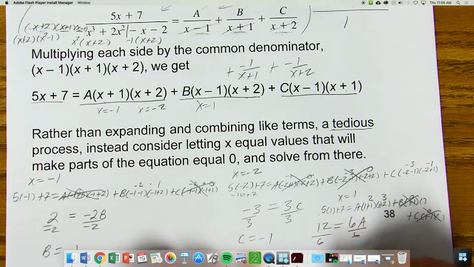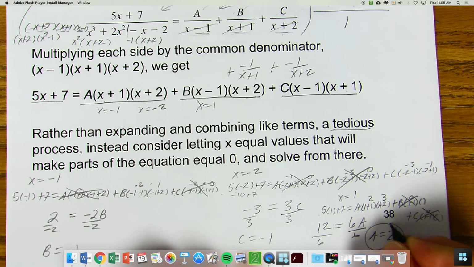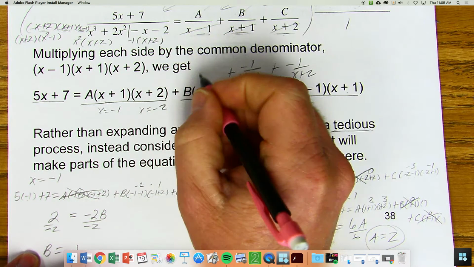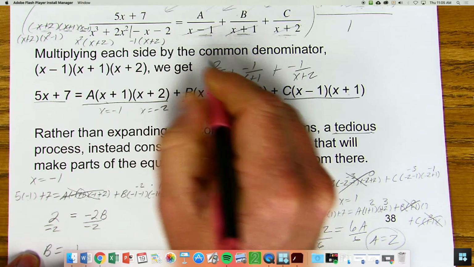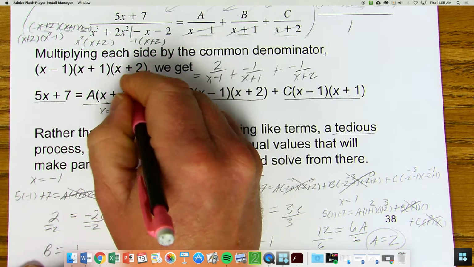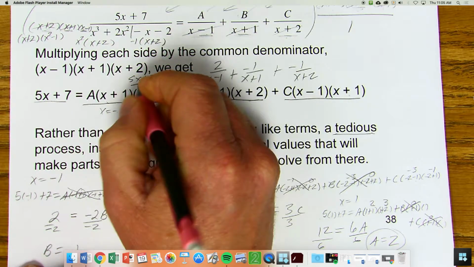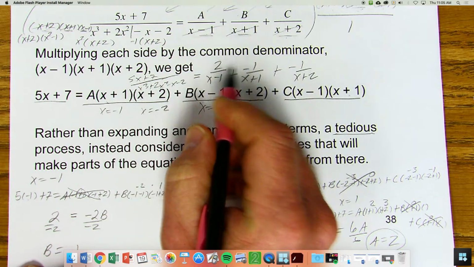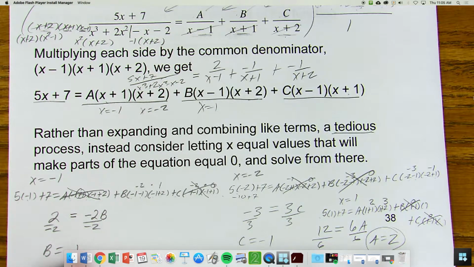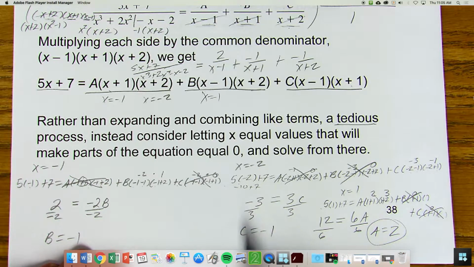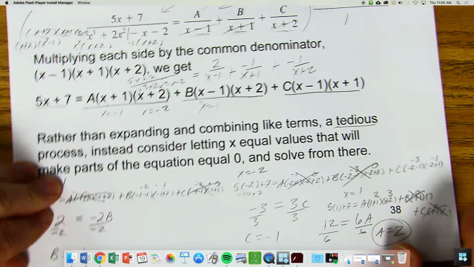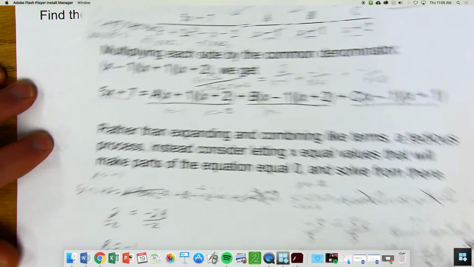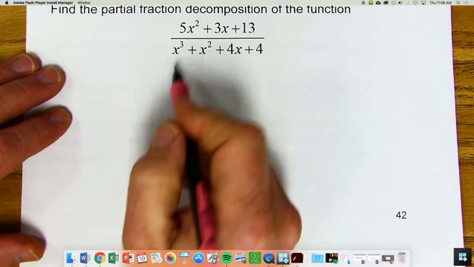Divide by 6, and we get a equals 2, which means right back up here, a equals 2, so that gives us 2 over x minus 1, and that's equal to this thing right here, which was the 5x plus 7 over x cubed plus 2x squared minus x minus 2, which is exactly what we got when we did it earlier. Convenient values, a lot simpler, a lot easier to do. Let's go ahead and take a look at a practice problem, and I'll show you why we can't necessarily always use convenient values. So here it is.